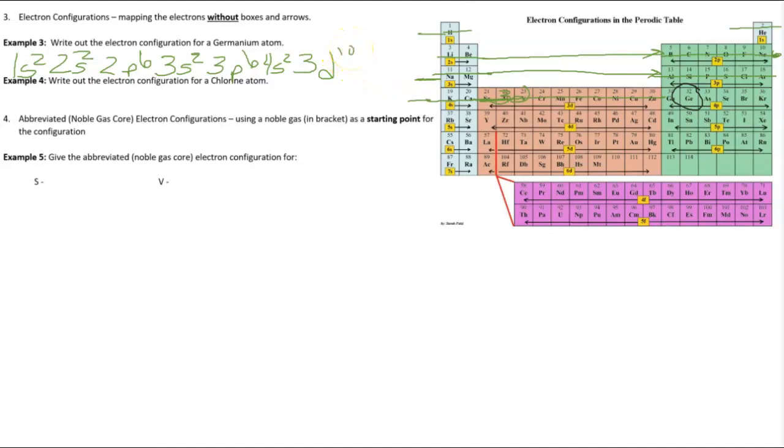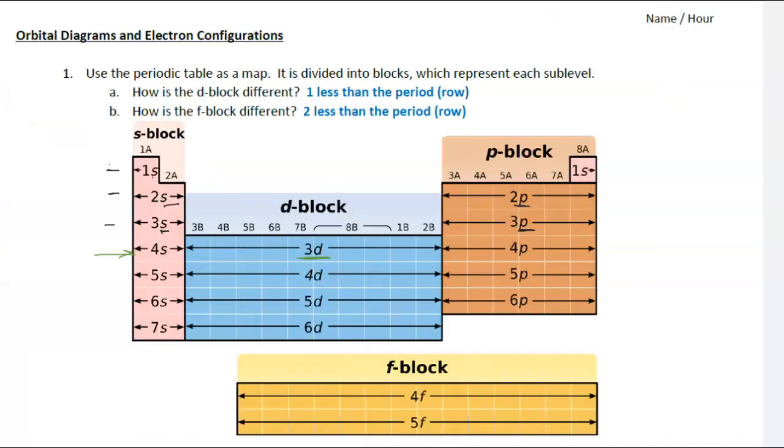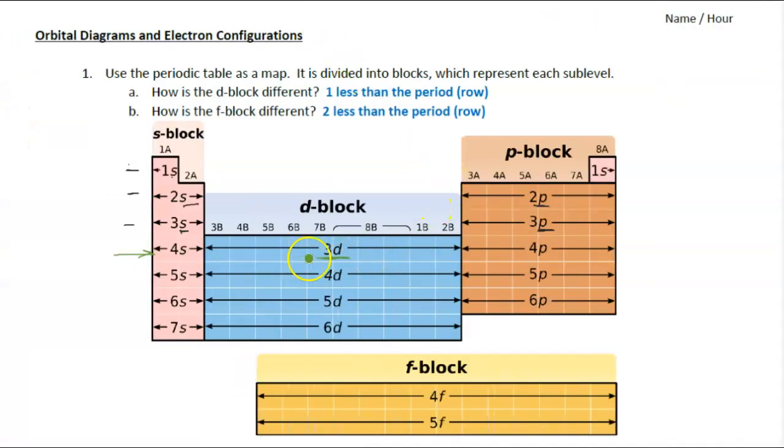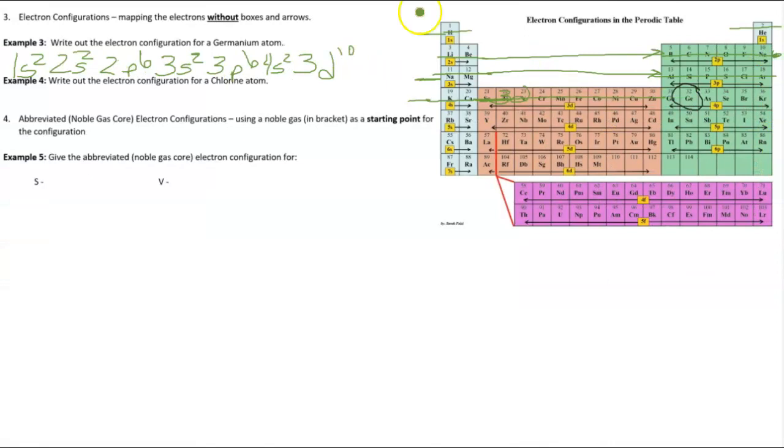Because remember, I'm trying to get over here to germanium 32. So I've filled in 4s, 3D10, and if I go back and I look, once I fill in 3D, I'm moving back over to 4p. So when I look at germanium, 3D10, 4p, and I'm 2 boxes over.